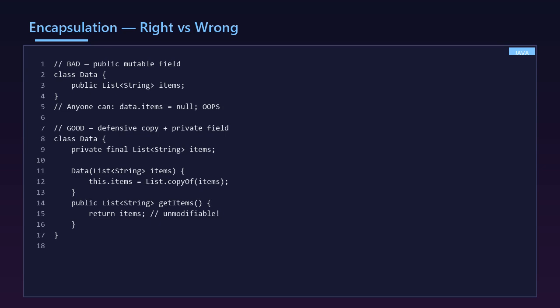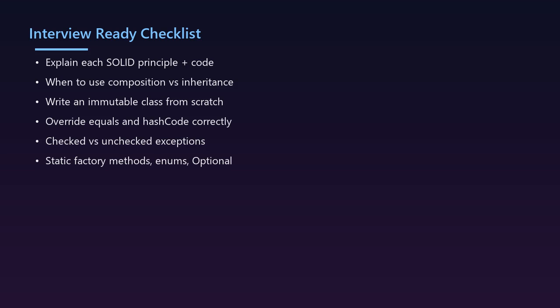Here's the classic encapsulation mistake. A public mutable field. Anyone who gets a data object can set items to null, or clear the list, or add garbage. Now the correct way. The field is private and final. The constructor makes a defensive copy with List.copyOf. And the getter returns the unmodifiable list. Now, nobody can break your object's state. This is proper encapsulation. Protect your invariants.